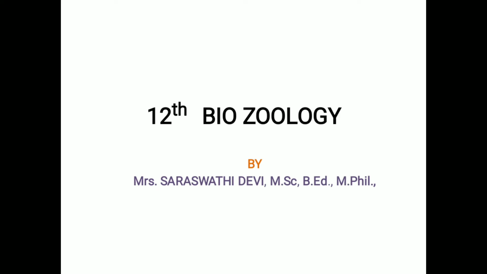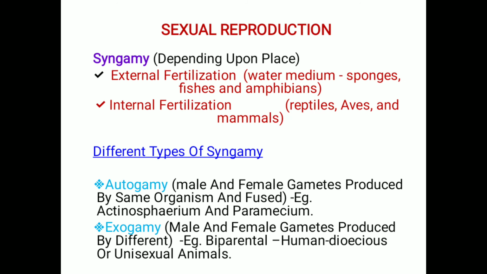Good morning children. Today we are going to see about sexual reproduction. It is the fusion of male and female gametes to form a diploid zygote which develops into a new organism. It leads to genetic variation.